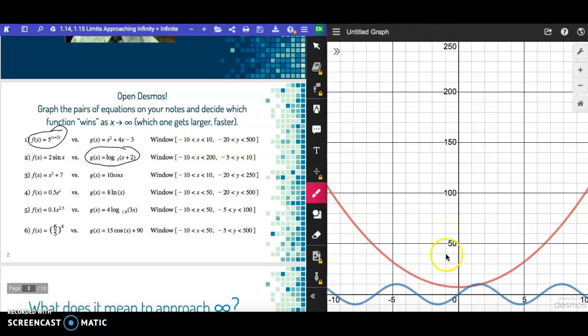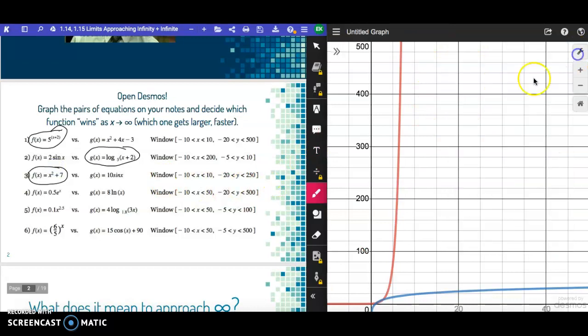Between my next two, I have an x squared plus 7 function, this red parabola, and then my sine function down here is again oscillating. So between my sine function and my polynomial function, the polynomial will grow larger faster. In the next pair, I have an exponential function, this red one, and then a logarithmic function, which is the blue one down here. And so obviously my exponential grows faster.